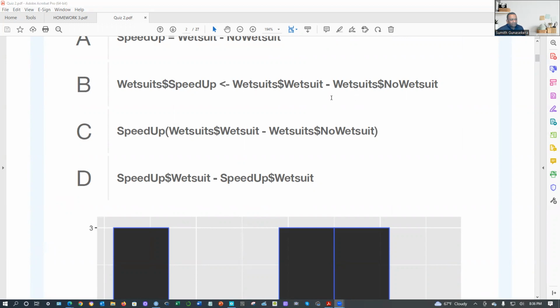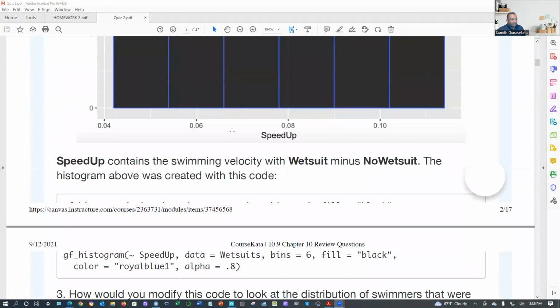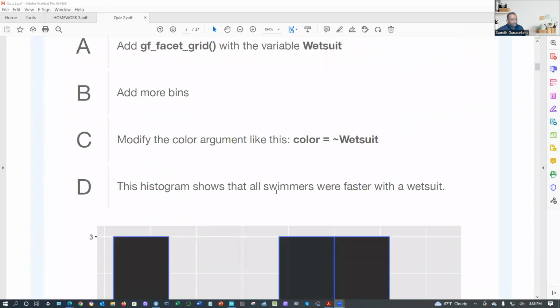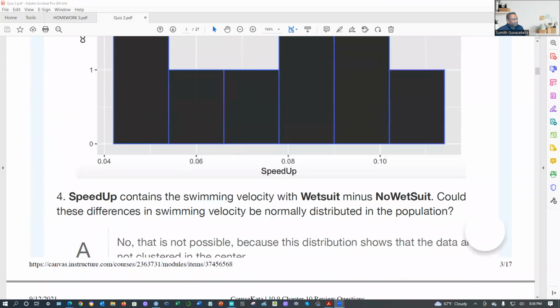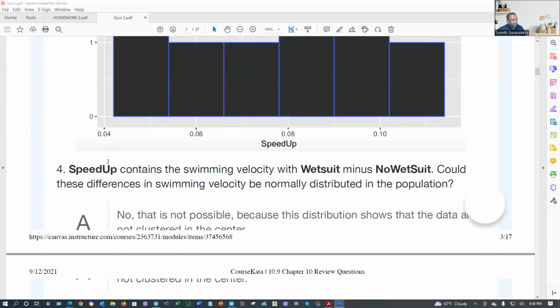So that difference is positive, which shows that all the swimmers are faster with the wetsuit. Speed up contains the swimming velocity with wetsuit minus no wetsuit. Could these differences in swimming velocity be normally distributed in the population?